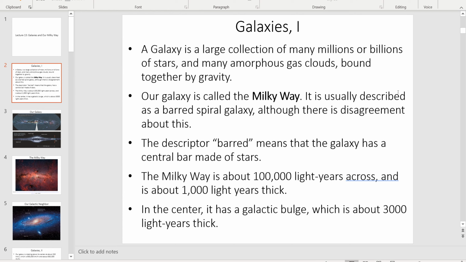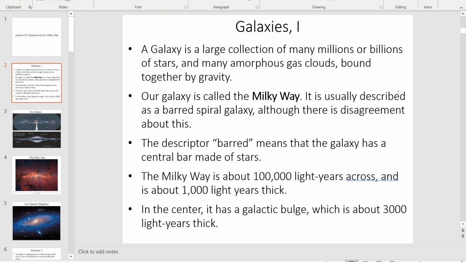Let's talk about the size of the Milky Way. The Milky Way is about 100,000 light years across, and it's about 1,000 light years thick. This tells you that it's much wider than it is thick, which is related to the fact that it looks like a disk if you were to just look at the overall geometry. Remember that a light year is a unit of distance, not time, and it's the amount of distance that light travels in 1 year in a straight line in vacuum.